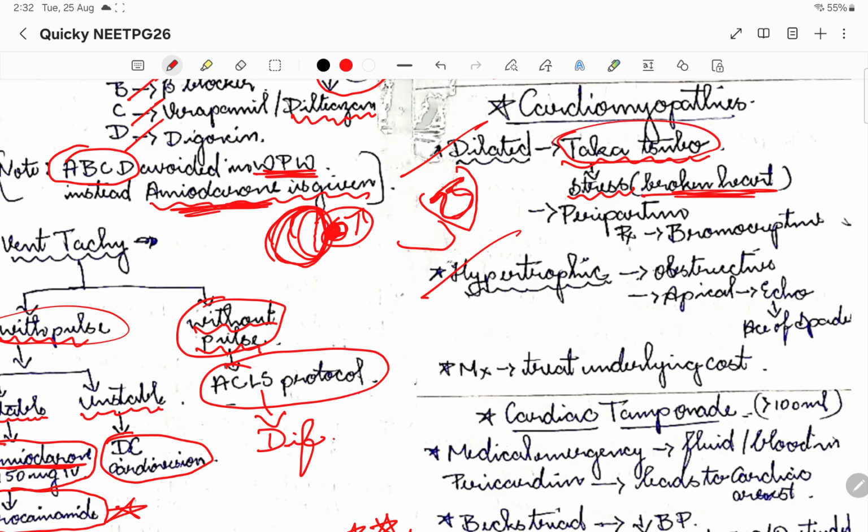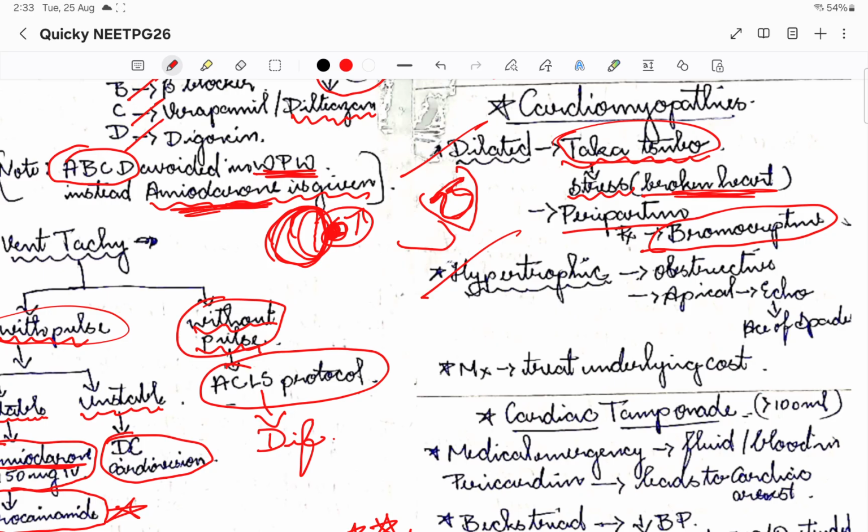Then coming to peripartum dilated heart disease, meaning in the postpartum period some stress might be there and dilation might be happening. So this is the peripartum dilation of the heart. Here is where we will use bromocriptine. Where else did we use bromocriptine? Remember, dopamine with respect to prolactinoma and all.